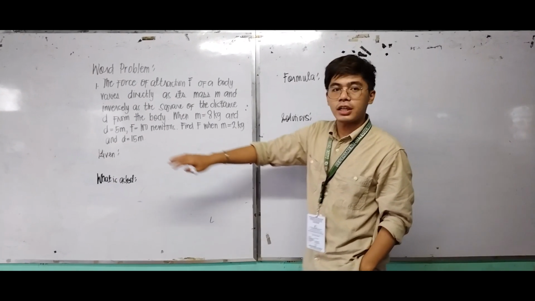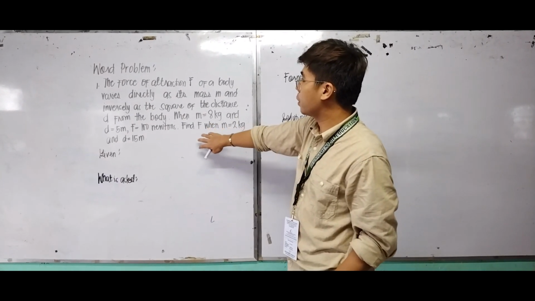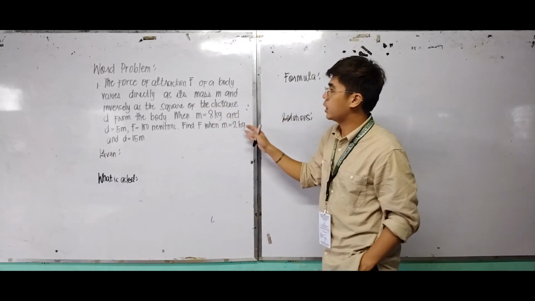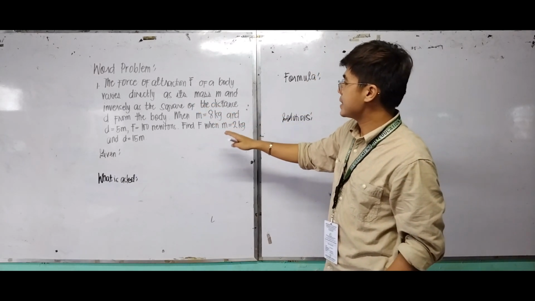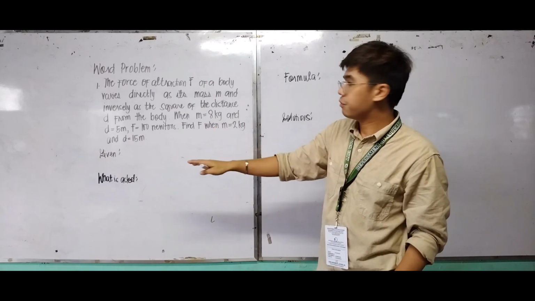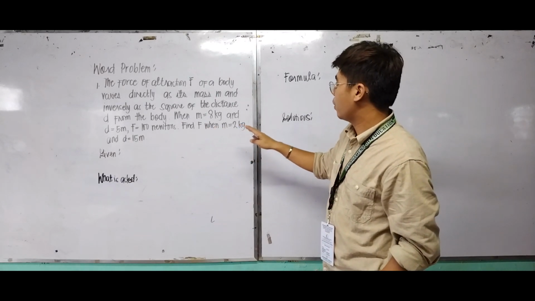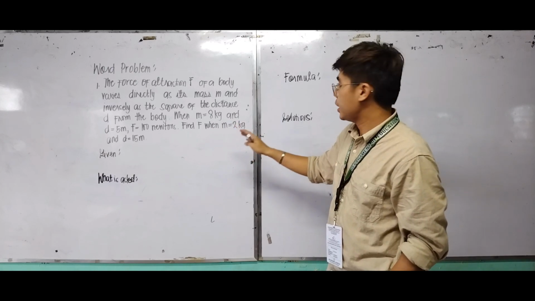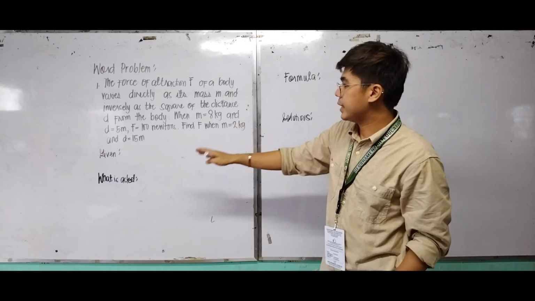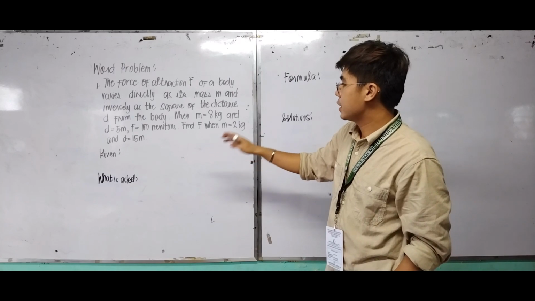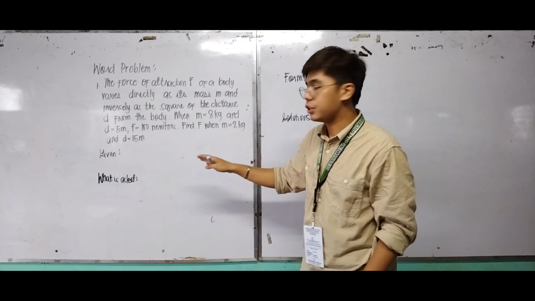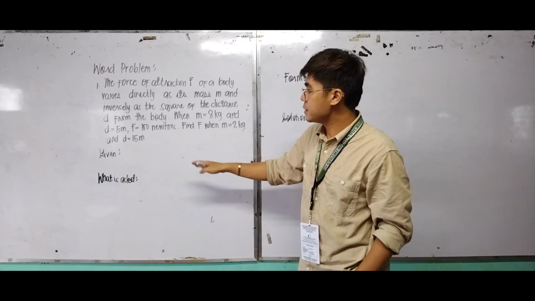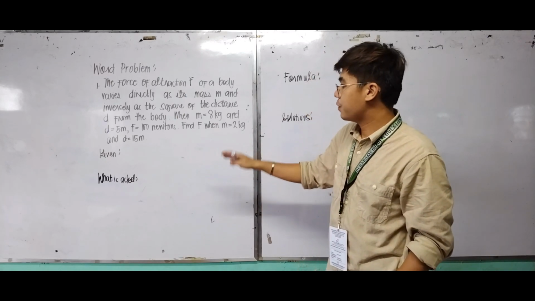So we have here our last problem. We have a word problem. The force of attraction F of a body varies directly as its mass m and inversely as the square of the distance d from the body. When m equals 8 kilograms and d equals 5 meters, F equals 100 newtons. Find F when m equals 2 kilograms and d equals 15 meters.